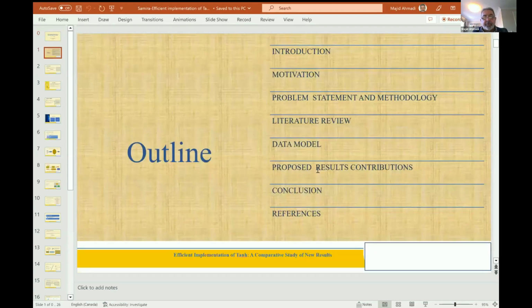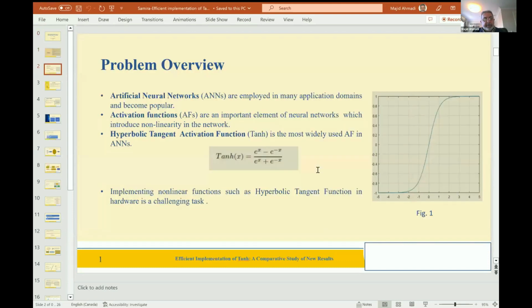I'm going to go through introduction, motivation, problem statement and methodology, literature review, data model, proposed result, contribution, conclusion, and references. Now, the problem overview is artificial neural networks, which we use in application in many popular areas.